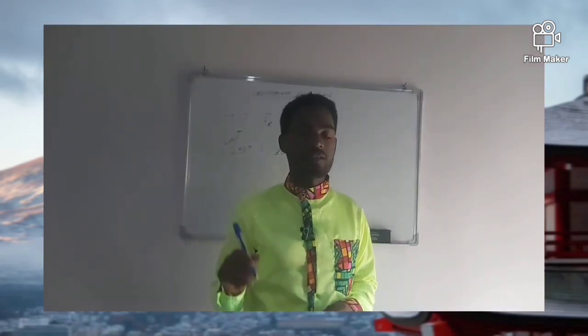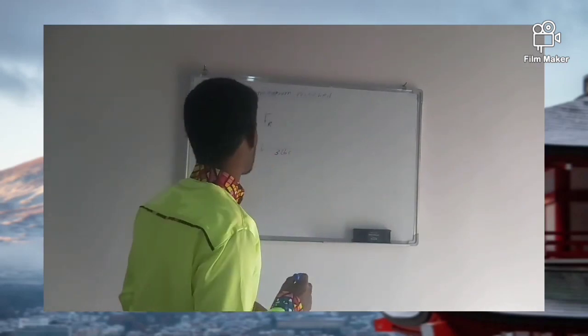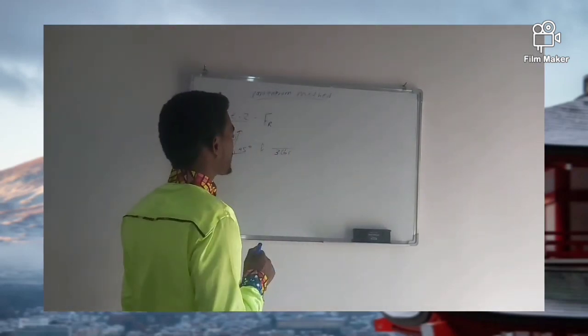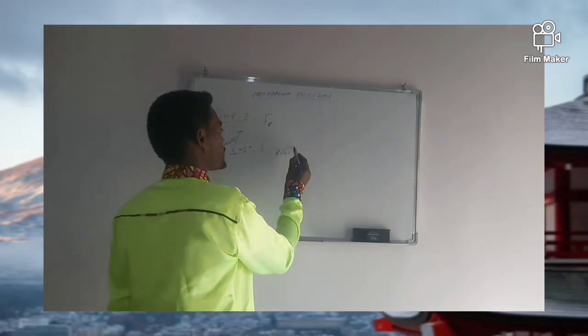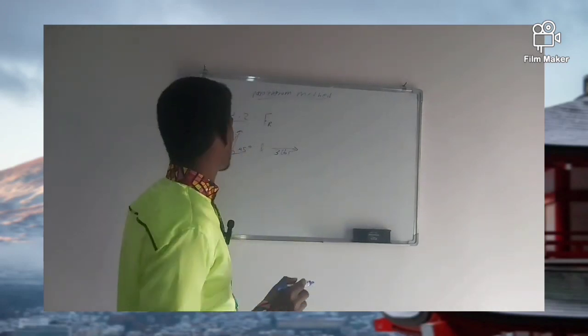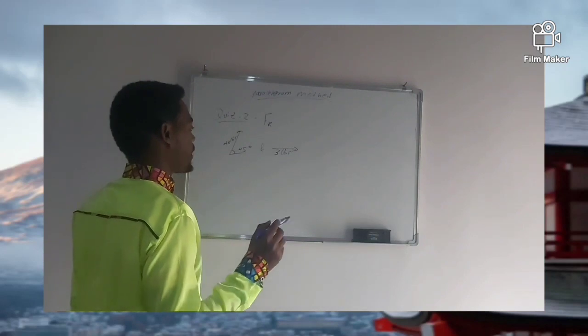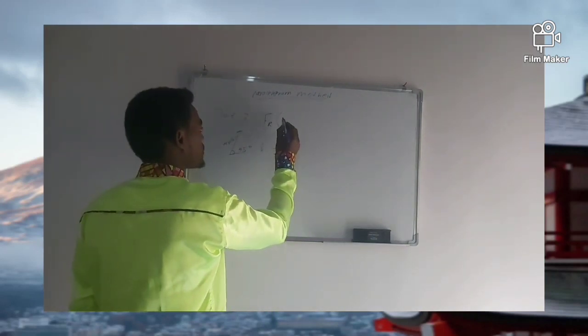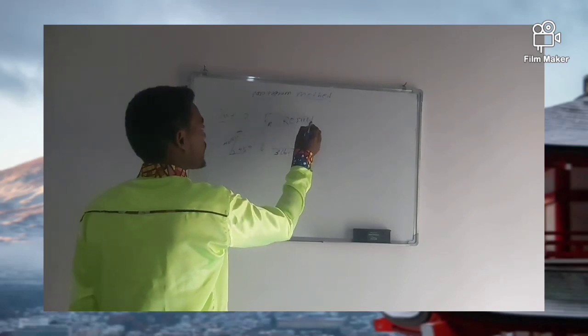We'll come back. Let us see the second question, which asks us to find the resultant force by using the parallelogram method. These two vectors are given for us. So how can we use the parallelogram method to find this resultant force?